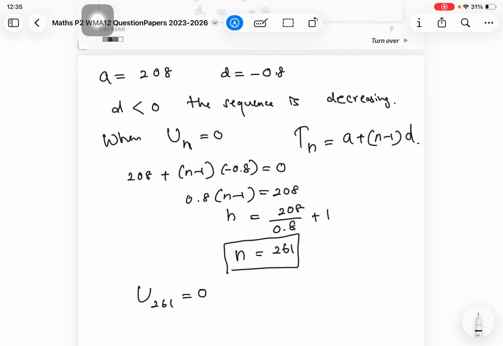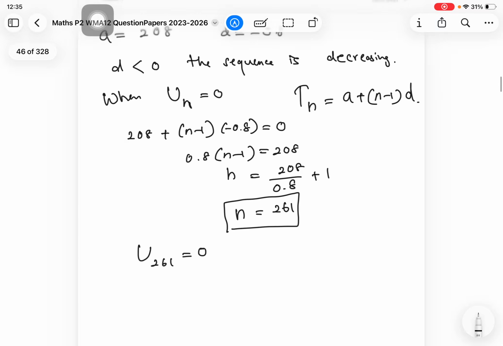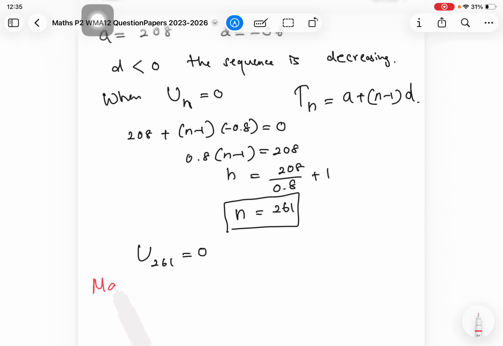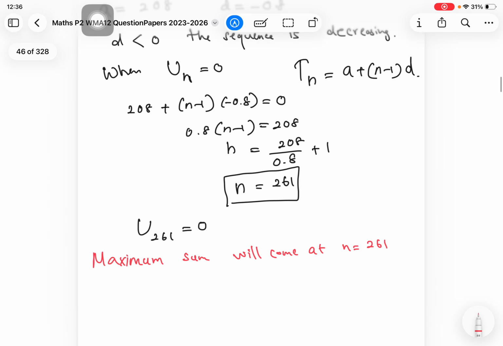So now they are asking us for the maximum. After the terms become 0, or when you add a negative number, obviously the sum will decrease. So the maximum sum will come at n equals 261. You can actually take 262 as well, because it doesn't change the sum, but anyway we can get that.